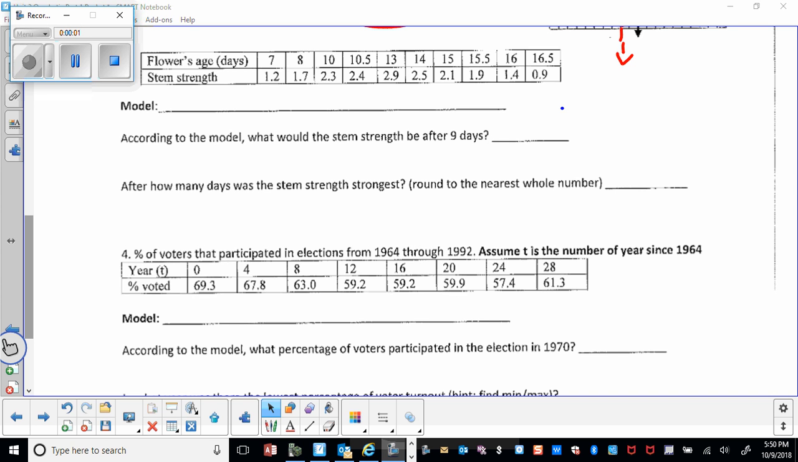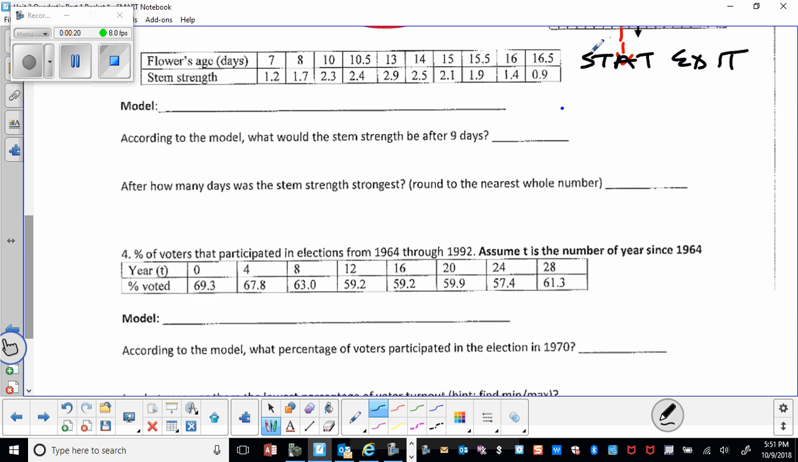Do a regression here. We're making a model, which would be an equation of this data, so a curve of best fit. First we have to enter in the data. If you see a table, you're going to do stat edit. All right, that's the first step. So go ahead, do stat edit.